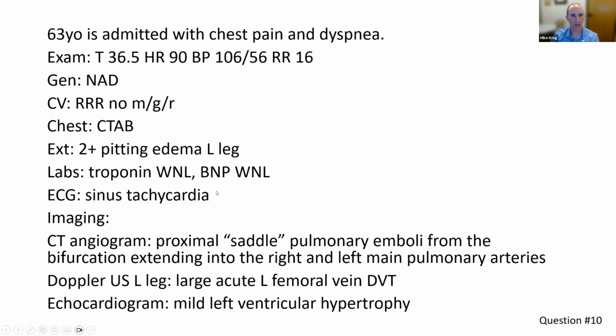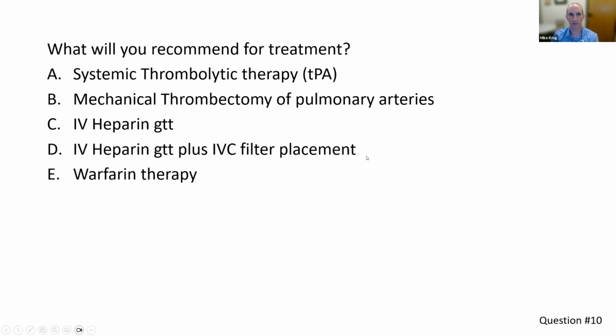ECG shows sinus tach. Imaging shows a saddle pulmonary embolism from the bifurcation extending into the right and left main pulmonary arteries. Unsurprisingly, the Doppler ultrasound of the left leg shows a large acute left femoral vein DVT. Echocardiogram shows mild left ventricular hypertrophy. What will you recommend for treatment of this PE and DVT?